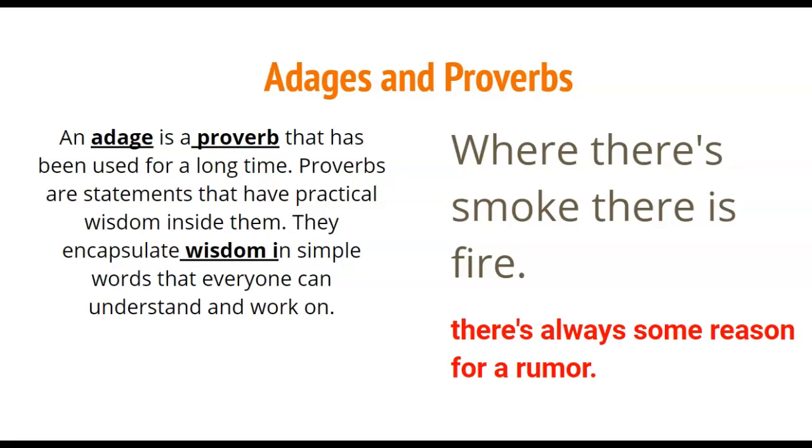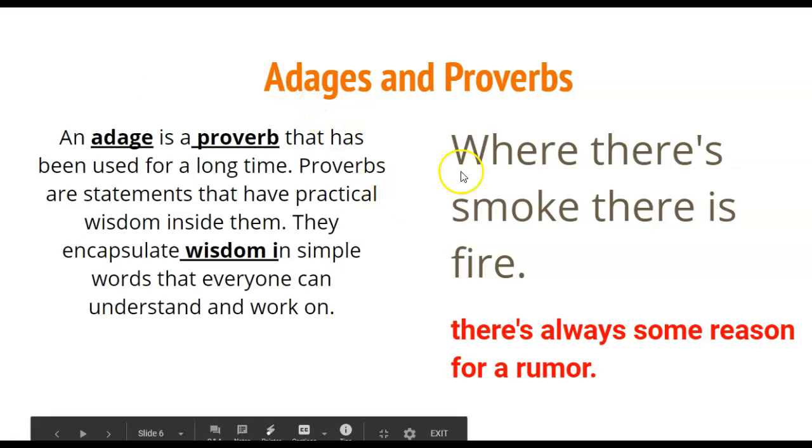One good example: when there's smoke, there's fire. That means there's always some reason for a rumor. Somebody's always got something to say. Take a minute, pause this video, write the definition of an adage and a proverb, and please write this example.